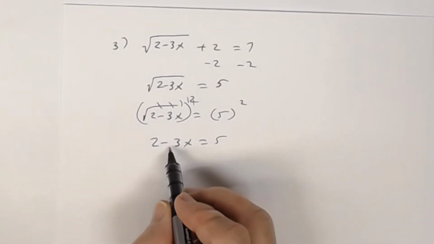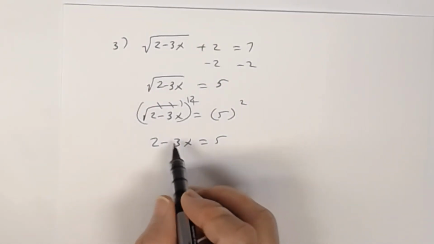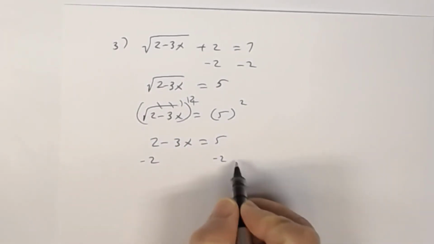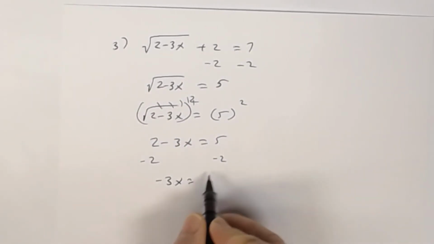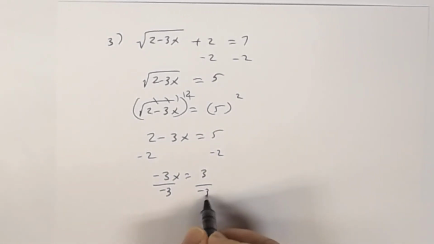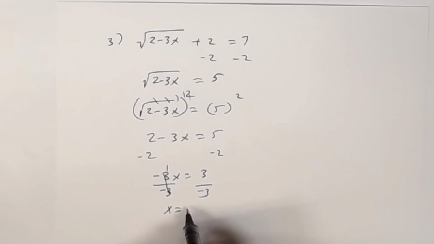Then notice I went from a square root equation to a linear one. So let's go ahead and subtract 2 from both sides. So I get negative 3x equal to 3. Divide both sides by negative 3. I get x to be negative 1. Okay, so let's check it.